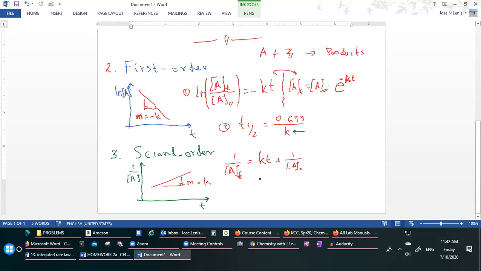Half-life of second order kinetics is going to be 1 over k times initial concentration of A. As you can see, the half-life of second order kinetics depends or is a function of initial concentration and the rate constant. All right, so we have all the formulas we will need to solve some problems.